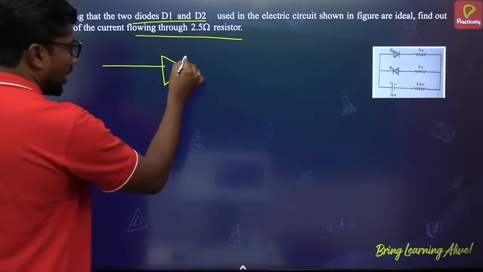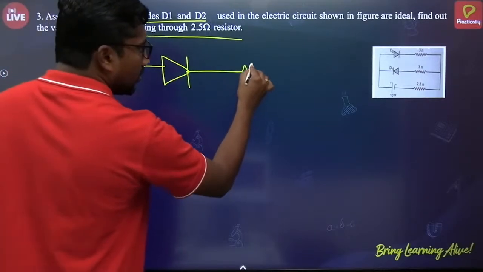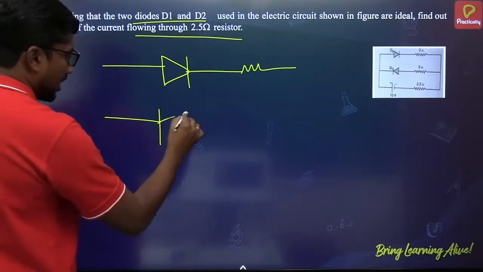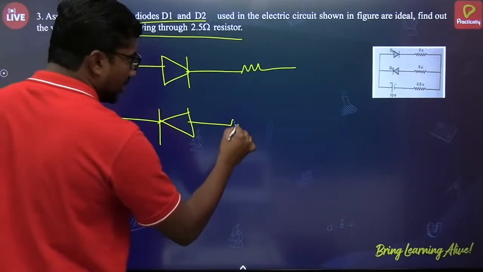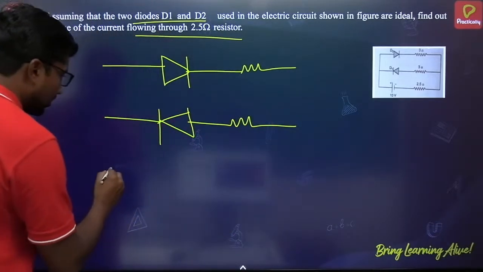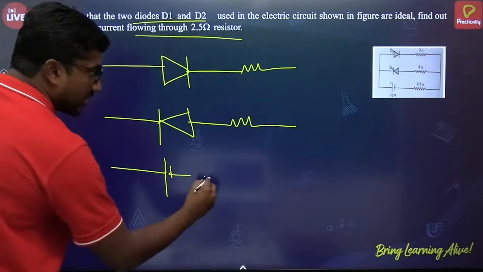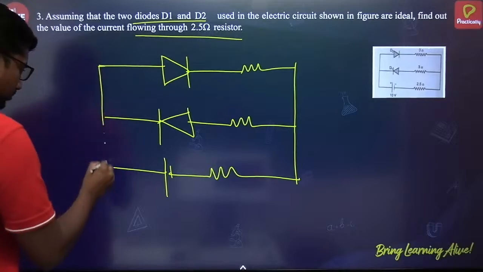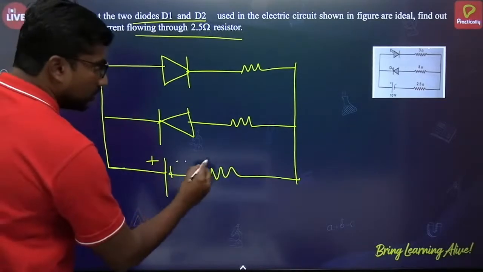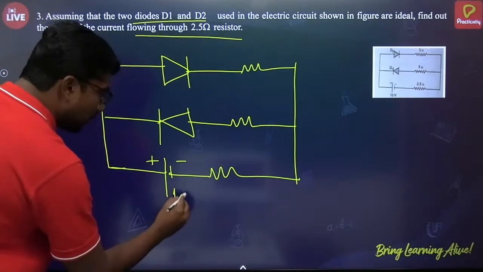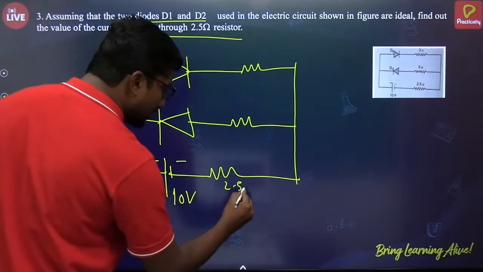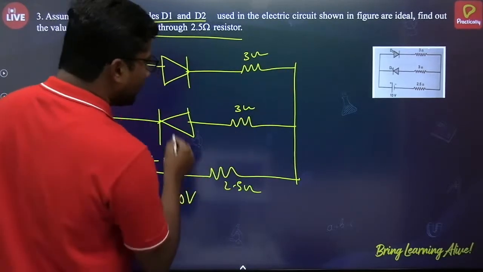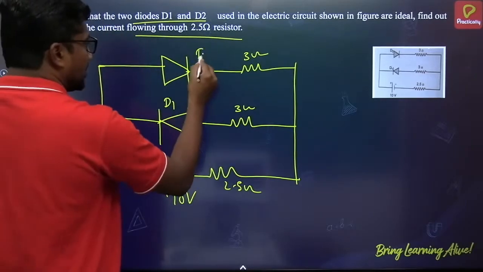That consists of the diodes like this. There is a resistor in series with it, and there is another diode over here, and one more resistor in series to it, and this is the voltage supply with a resistor over here. Now the supply voltage is 10 volt and 2.5 ohm is this value, and this is 3 ohm, and this is also 3 ohm. This is D1, this is D2.